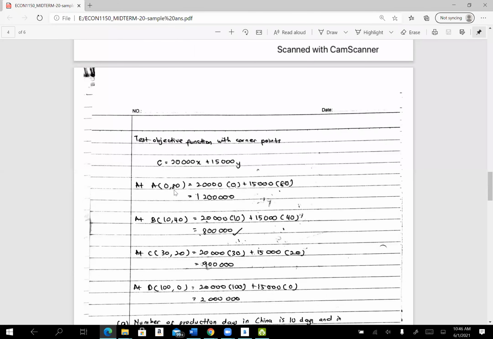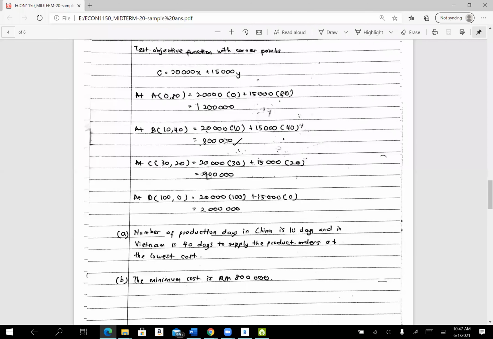So now we just observe. We can see here, the point that gives you the minimum cost is 10, 40. And the minimum cost is 800,000. So your conclusion is the number of operating days in China is 10 days, and Vietnam is 40 days to minimize the cost. And the minimum cost is 800,000. So that is question number 2.